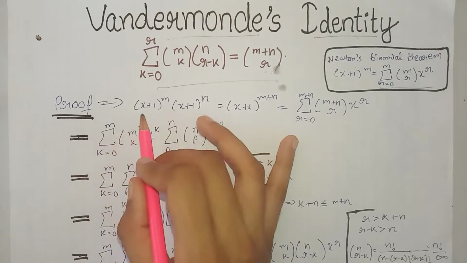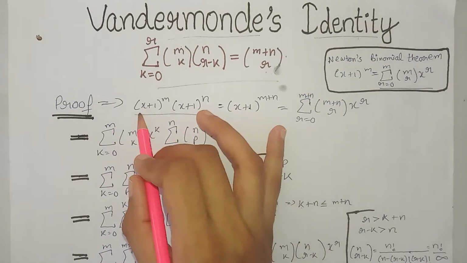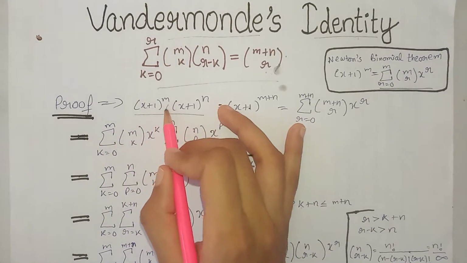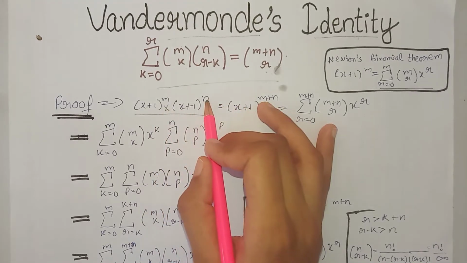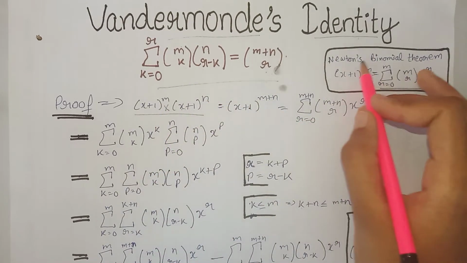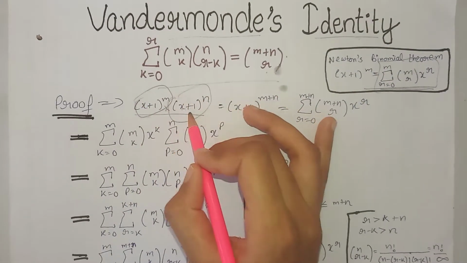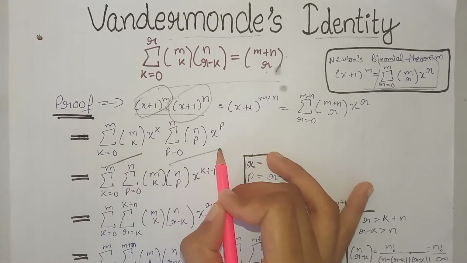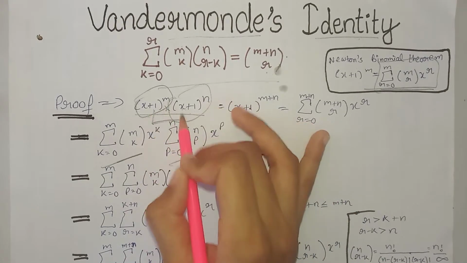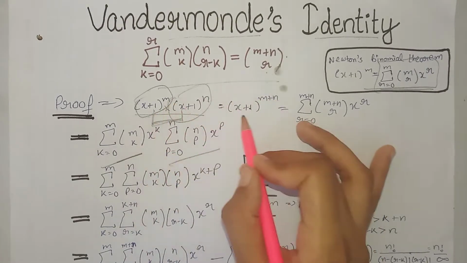We will start our proof from this equation, that is (x plus 1) raised to power m multiplied by (x plus 1) raised to power n. Now we will apply this Newton's binomial theorem turn by turn on these two terms to get this answer. We can also see the bases are the same, so we can add the powers like this.